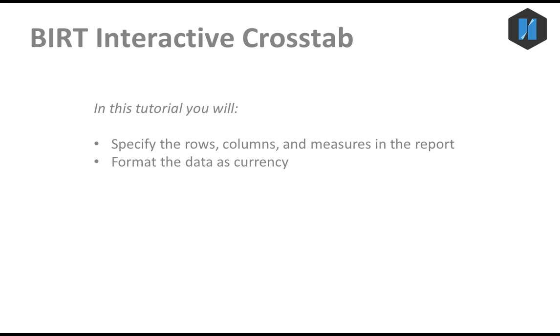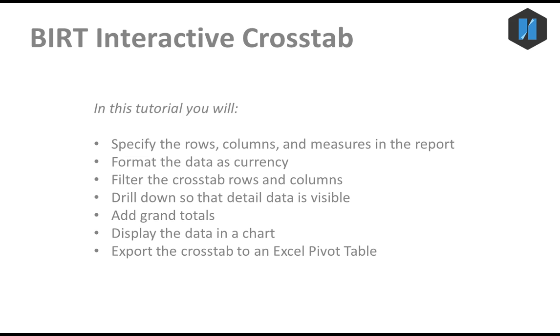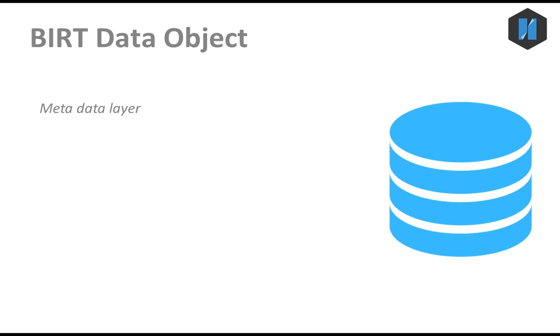format the data as currency, filter the crosstab rows and columns, drill down so that detailed data is visible, add grand totals and display the data in a chart, and finally export the crosstab data to an Excel pivot table. You will use a BERT data object as the data source for the crosstab report.